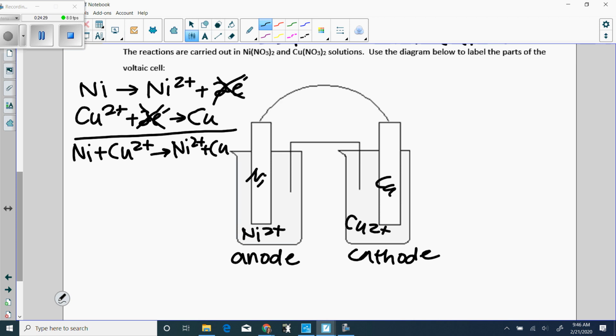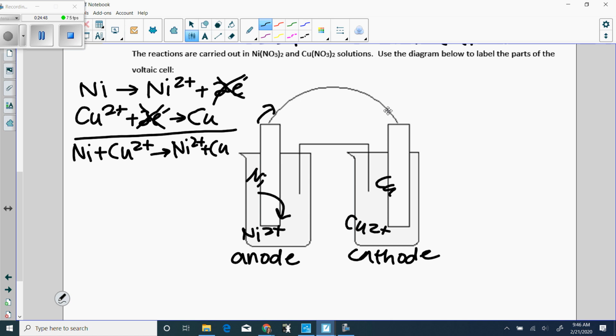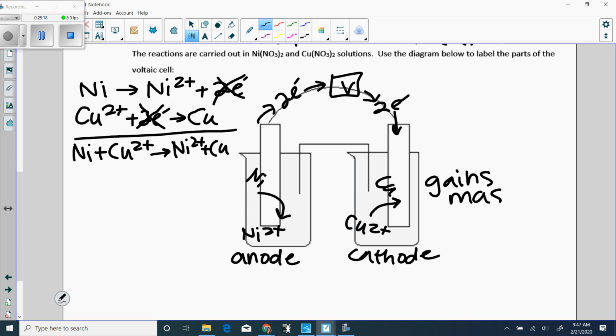My equations are my nickel goes to my nickel 2 plus and releases 2 electrons. My 2 electrons go up the wire. You need to draw a voltmeter. It's worth points. So they know that you know that there's a voltmeter in there. Everything on here is 1 point. My two electrons. This copper two plus is like, man, I really love those two electrons because I'm going to turn into copper. So once he turns into copper, he's getting fatter. And this one is dissolving, so that's getting skinnier.